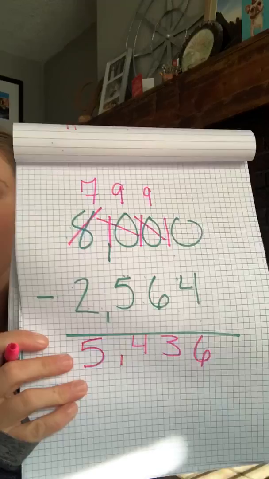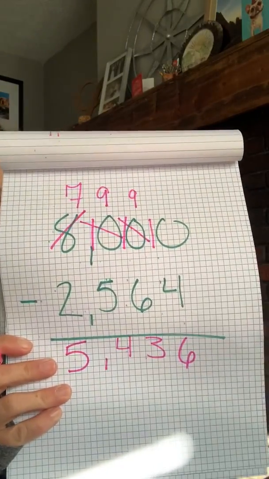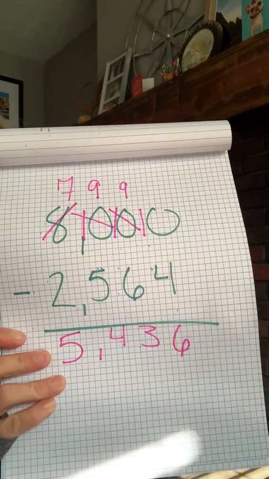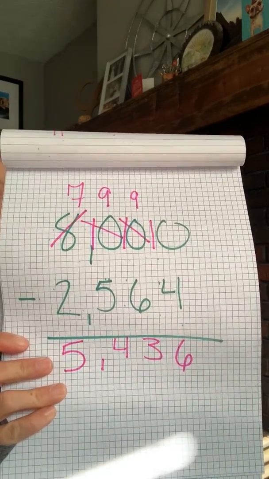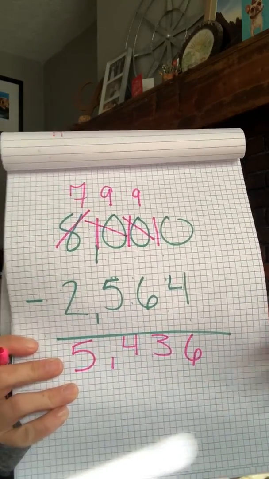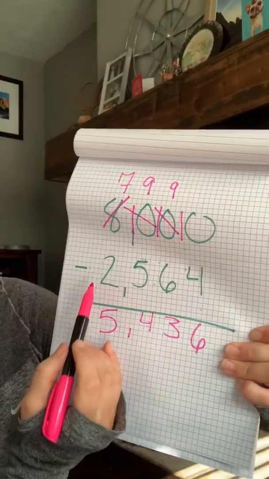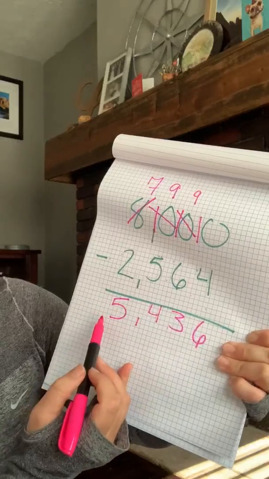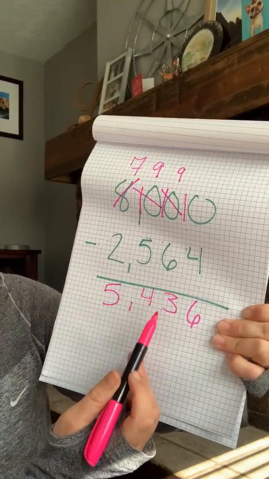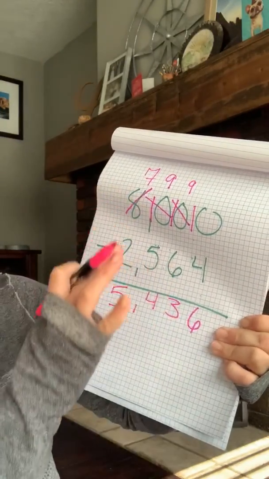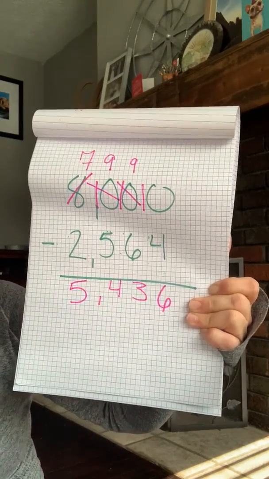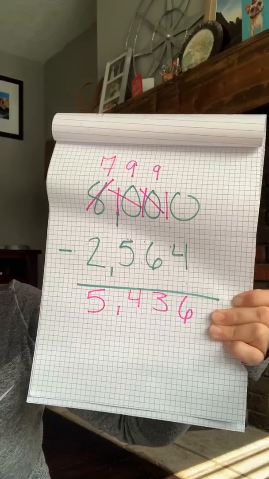Now this time around, I want to check my answer to make sure it's correct. So I'm going to do the inverse. The opposite of subtraction is addition. So I'm going to take this part of my problem, 2,564, and I'm going to add 5,436 and see if I get 8,000. If I get 8,000, that means I can guarantee my problem is correct.